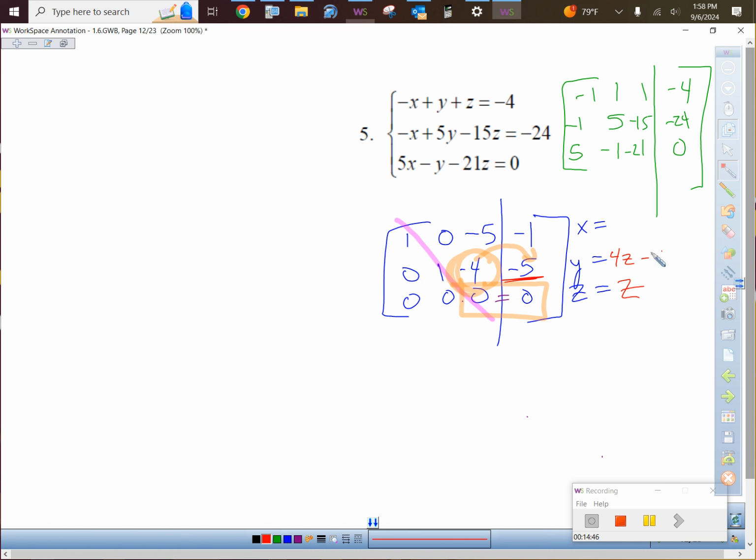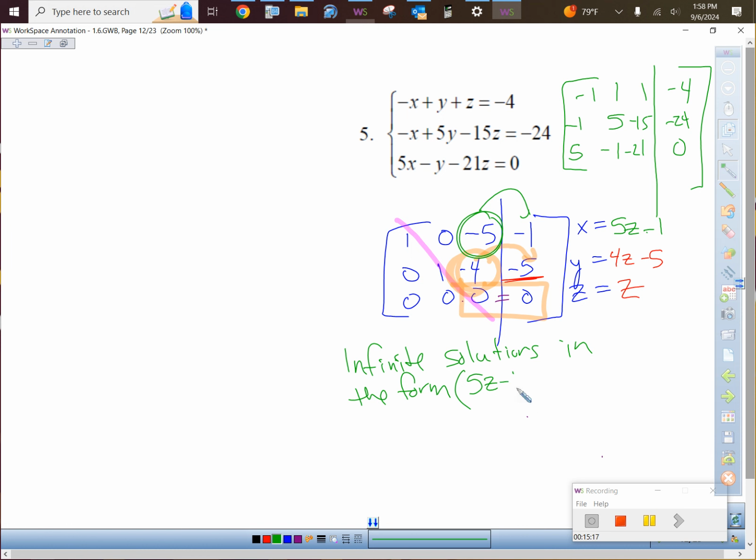And see, there is a minus 5 right there. So if we do the same concept here, this is about x's, this has to move over to the other side. It's a minus 5z, he will become a positive 5z, and the minus 1 is still there. So writing all that out, infinite solutions in the form x, y, z. Whatever x equals, you put in that spot. X equals 5z minus 1. Y equals 4z minus 5. And z equals z. Weird stuff.